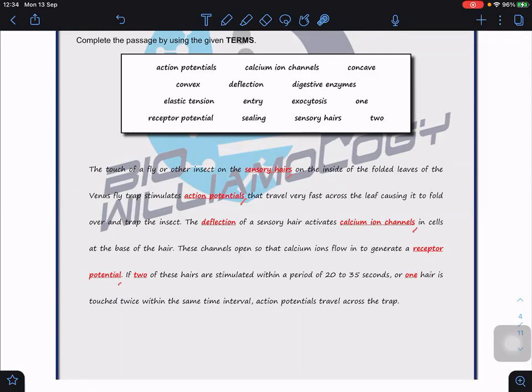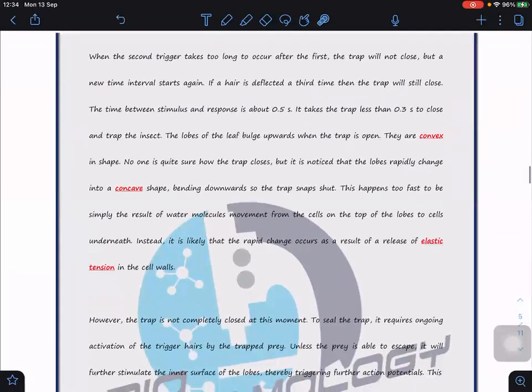They reach a threshold when two of these hairs are stimulated within a period of 20 to 35 seconds, or one hair is touched twice within the same time interval. Then the action potential travels across the trap. When the second trigger takes too long after the first, the trap will not close but resets. A new time interval starts again. So if we touch it once and wait until after 40 seconds to touch a second time, no issue, because it's going to reset. After more than 35 seconds, it resets already.